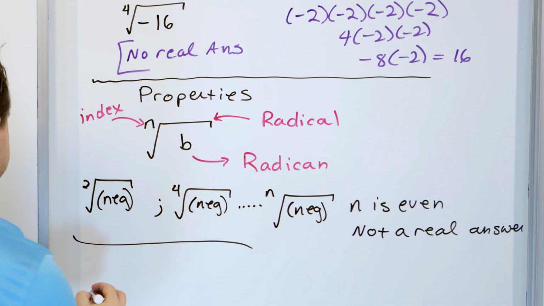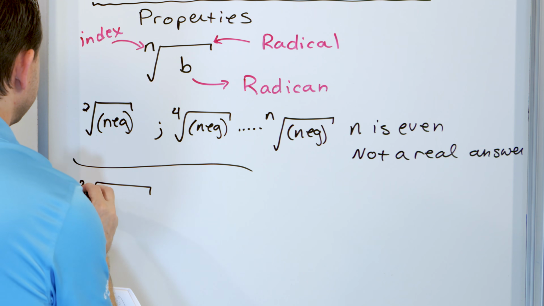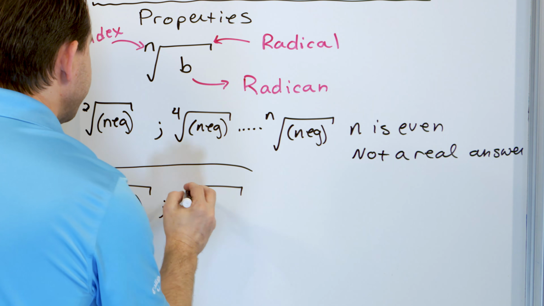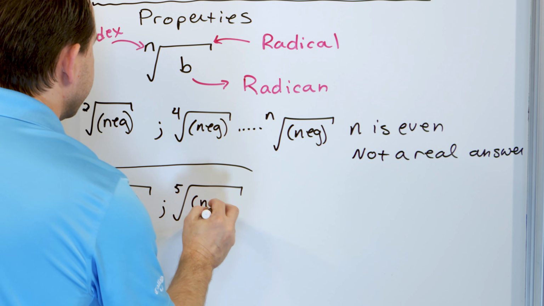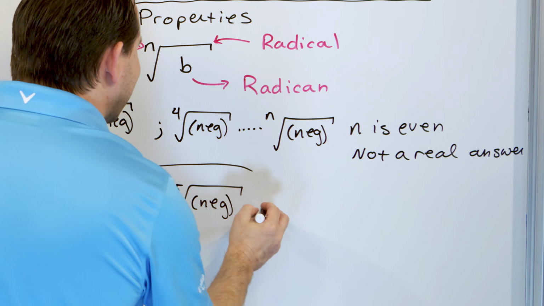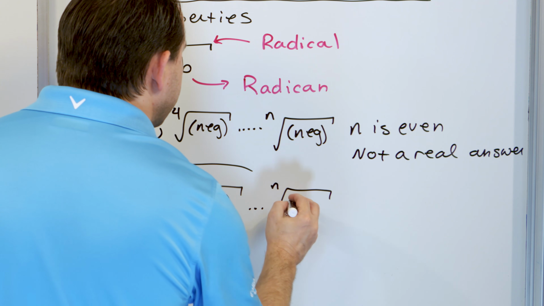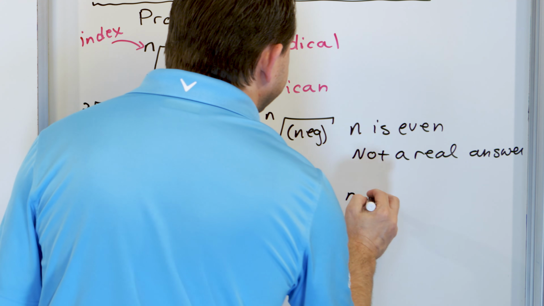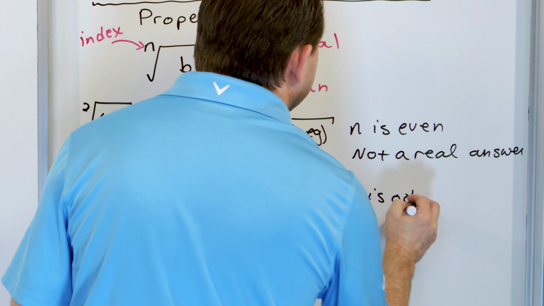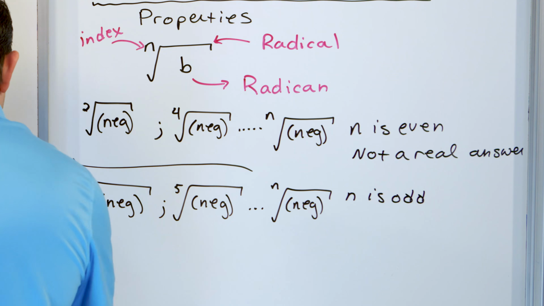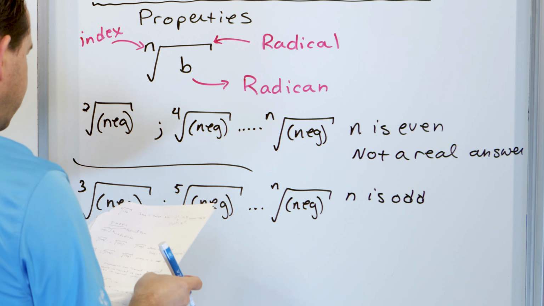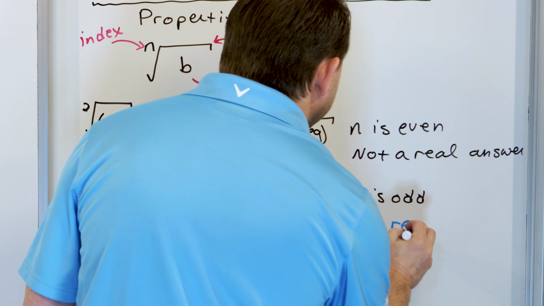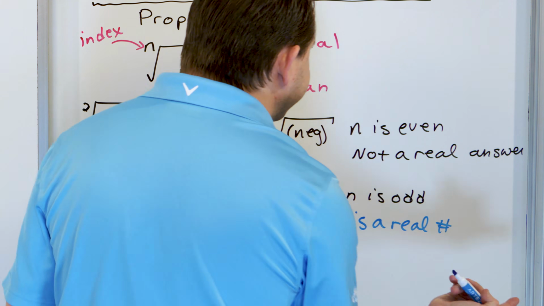On the other hand, if I have the cube root of a negative number, or maybe the fifth root of a negative number, or the nth root of a negative number, where n can be odd, then what you have on your hands there is a real number. In other words, it does exist.